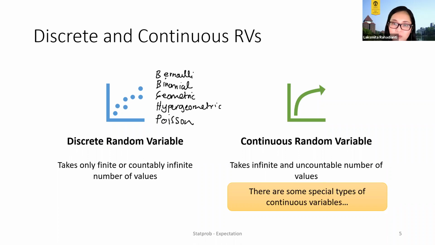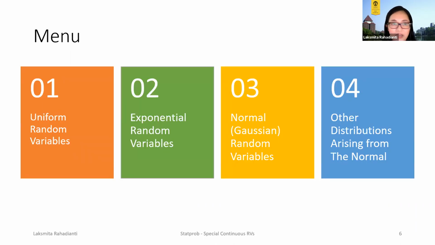There are also some special ones that we need to focus on because they happen a lot in real life. We can model a lot of events based on these distributions. So this is the menu for today. Basically we only have 3: the uniform random variables, the exponential random variables, and the normal random variables. The last one, other distributions arising from the normal, is a derivation of the third one, the normal one. We are going to cover them as well, but not in that much detail. We are going to focus a lot more on 1, 2, and especially 3 here.